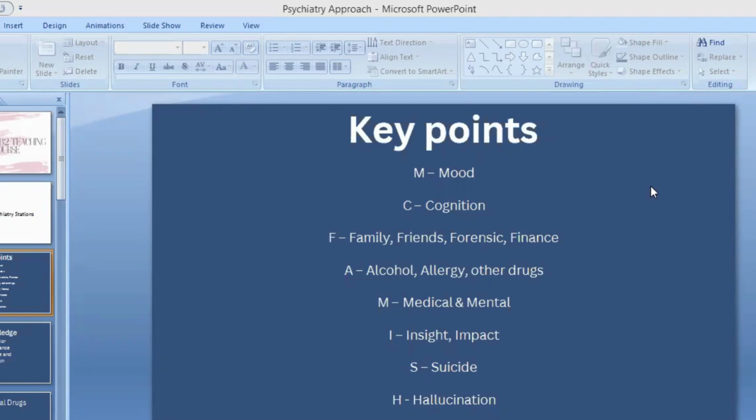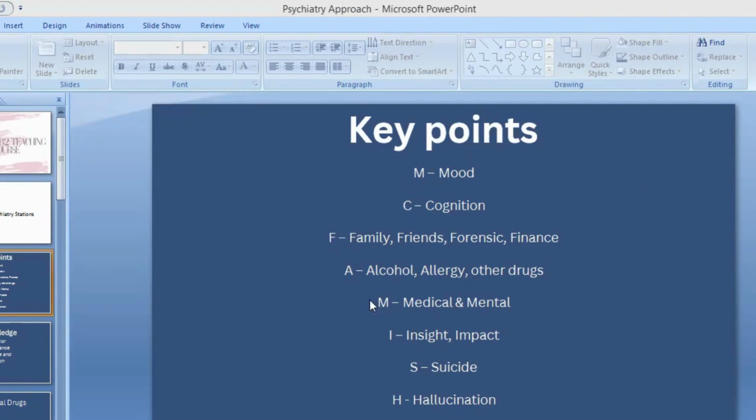So here, rather than going through a structure of each scenario, there are certain key points that we should remember. As I hope you can see on the screen, these are the key points that I have written here. The mnemonic is MC FAMISH.